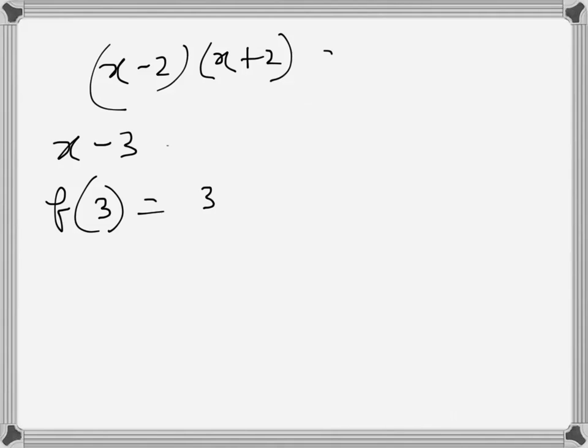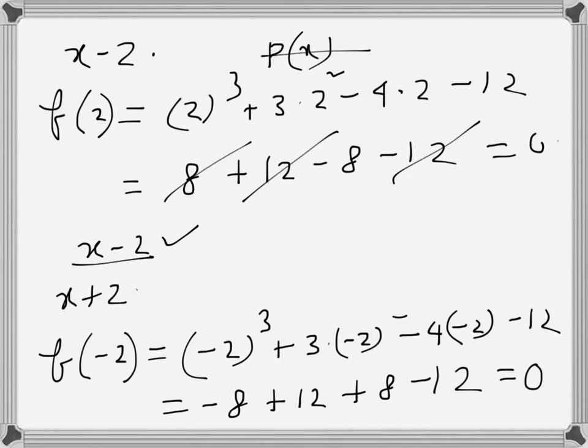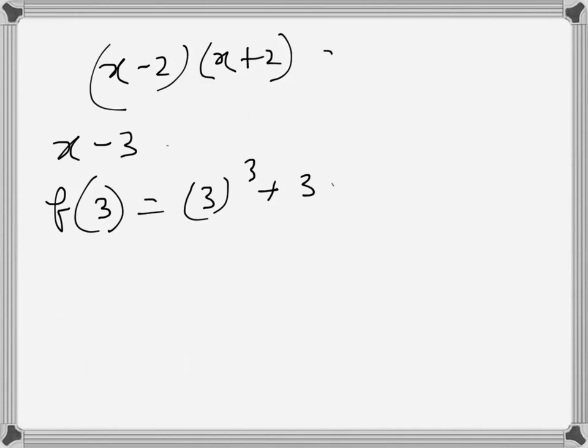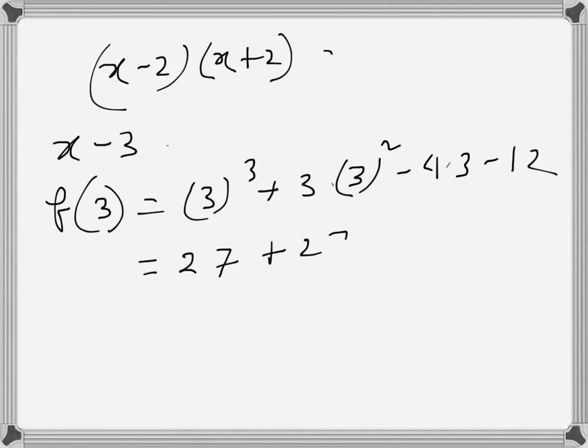So that's 3 cube, plus 3 times 3 square, minus 4 times 3, minus 12. So that's 27 there, and this one is plus 9 times 3, so plus 27, minus 12, minus 12. So this is not 0, so we can ignore that.